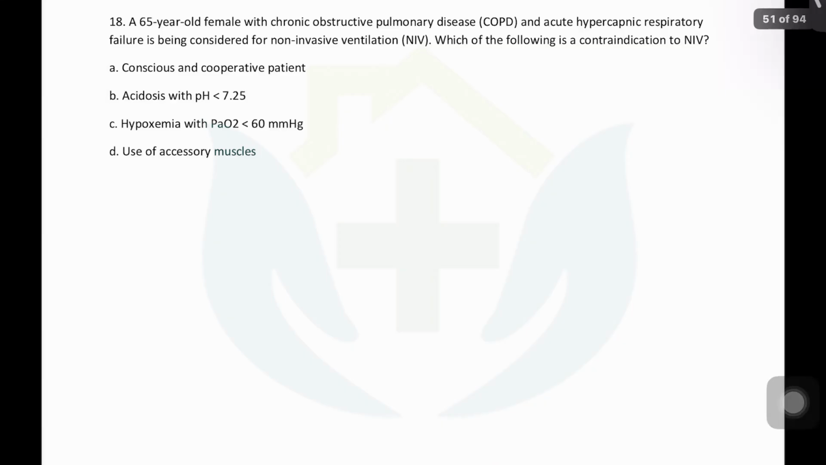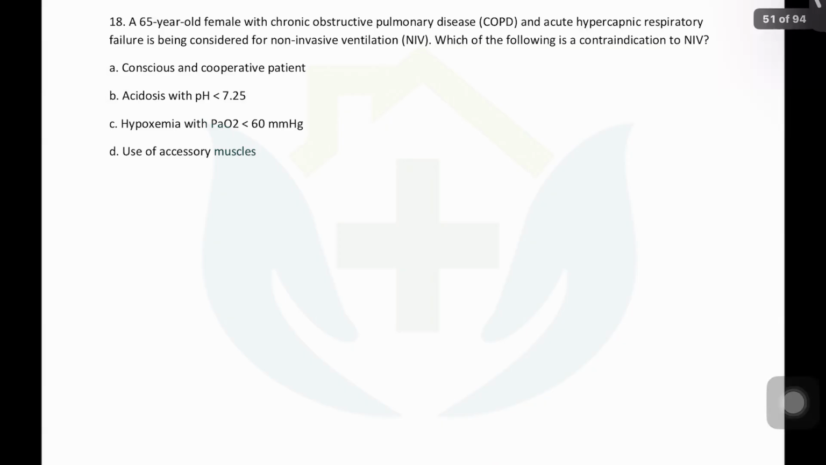Yes, sir. A 65-year-old female with COPD with acute hypercapnic respiratory failure is being considered for NIV. Which of the following is a contraindication for NIV? Conscious and cooperative patient is a prerequisite. Hypoxia with PO2 of less than 60, of course, we put patients on NIV. Use of accessory muscles is an indication for NIV, not a contraindication.